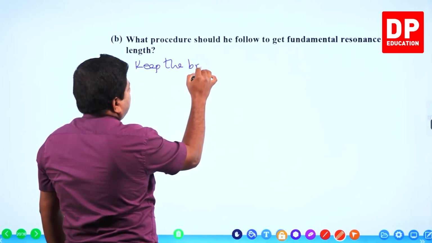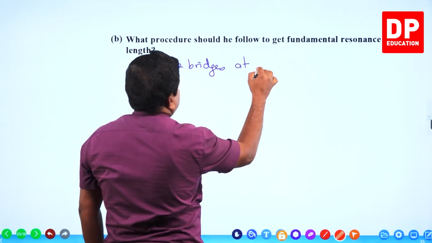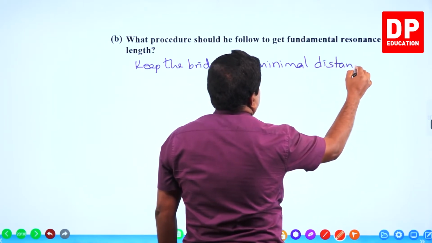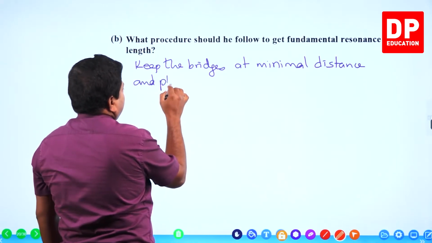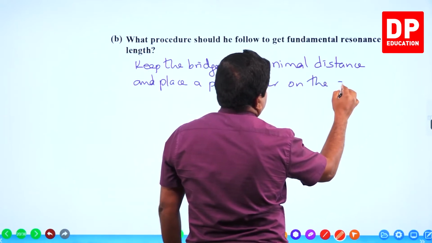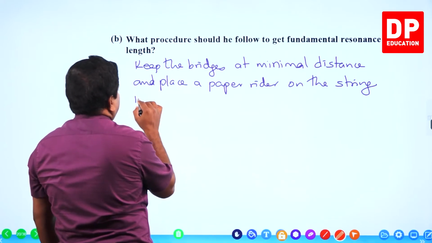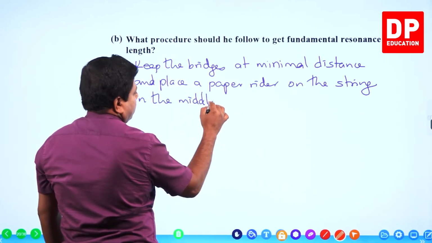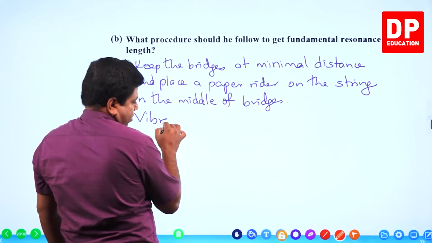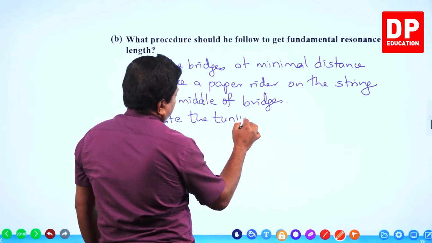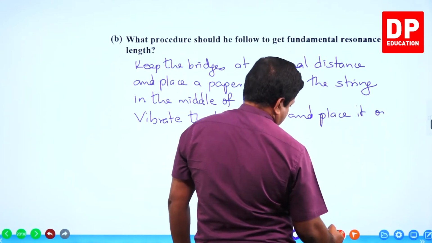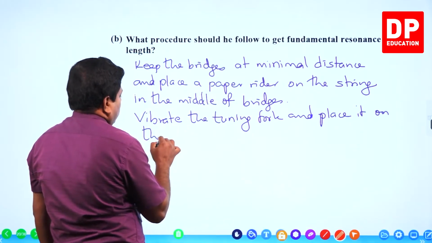Keep the bridges at minimal distance and place a paper rider on the string in the middle of the bridges. Vibrate the tuning fork and place it on the sonometer box.